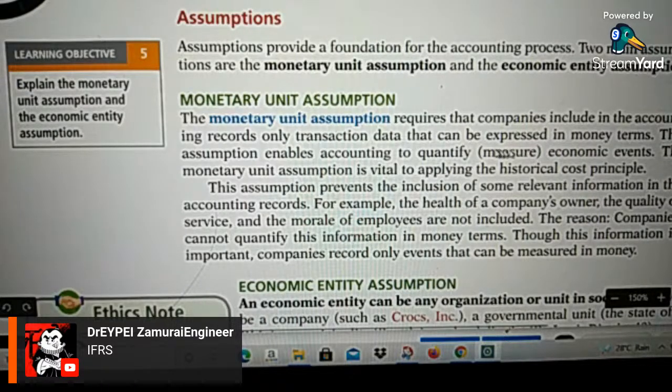The monetary unit assumption is vital to applying the historical cost principle. This assumption prevents the inclusion of some relevant information in the accounting records. For example, the health of the company's owner, we cannot record that. The quality of service and the morale of employees, we cannot record that. But those are very important information.